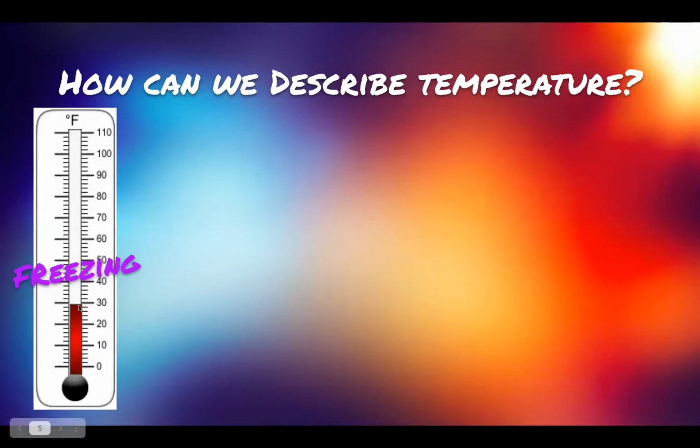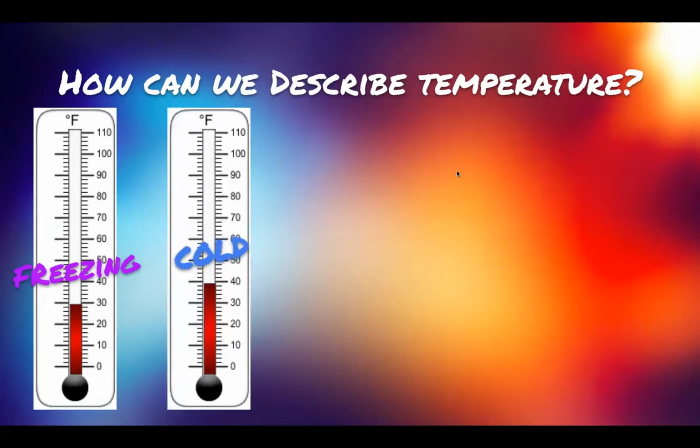If it is 30 degrees, that is freezing. You are going to be freezing cold. You're going to want to put a winter jacket on and a coat and hat and gloves, the whole bit. Freezing. Next, we have a thermometer that's telling us it's 40 degrees. You might still want to wear your coat, your hat, your jacket, all of that stuff because it is cold out.